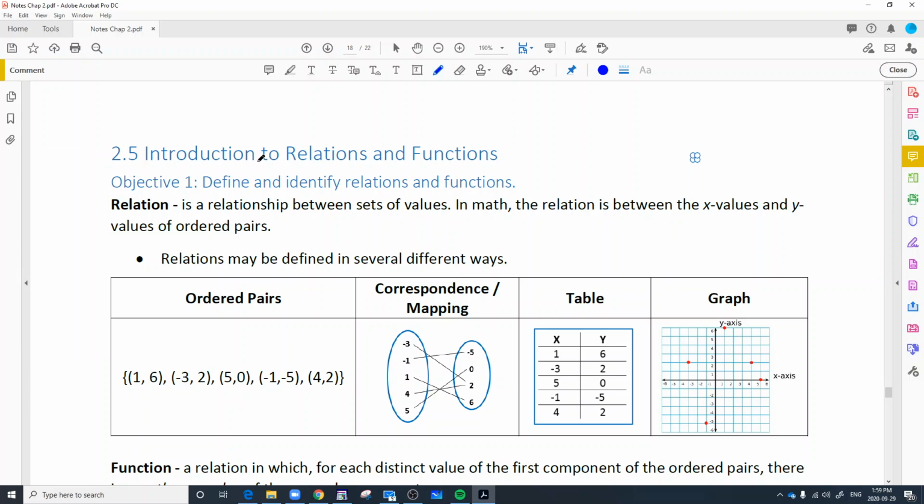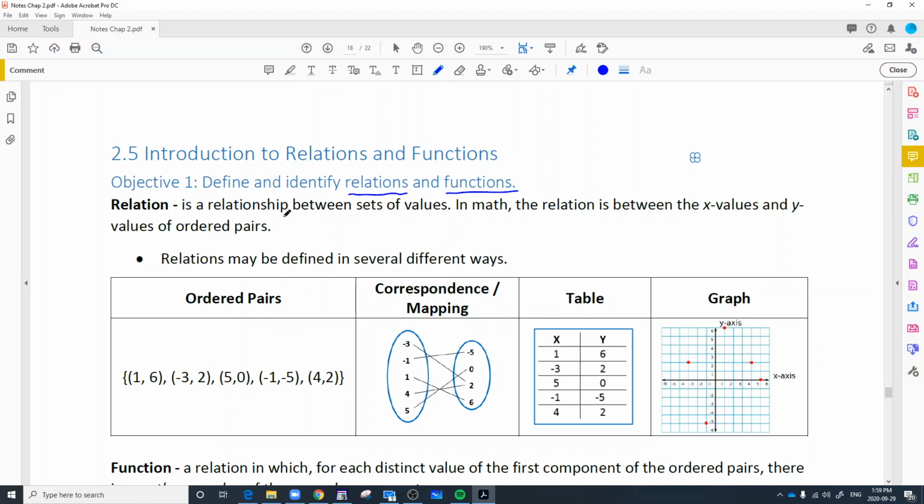In these next two videos, 2.5 and 2.6, we're going to move on from the mechanics of graphing lines and finding the equations of lines to some vocabulary around describing graphs, and specifically linear graphs, but these are also going to relate to other types of graphs that we'll be doing later in this course as well. So the first thing we're going to explore is the words relations and functions.